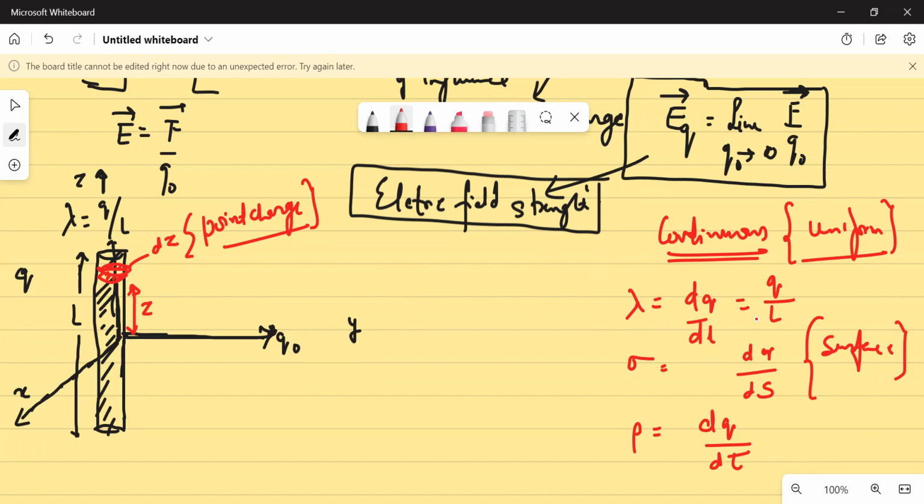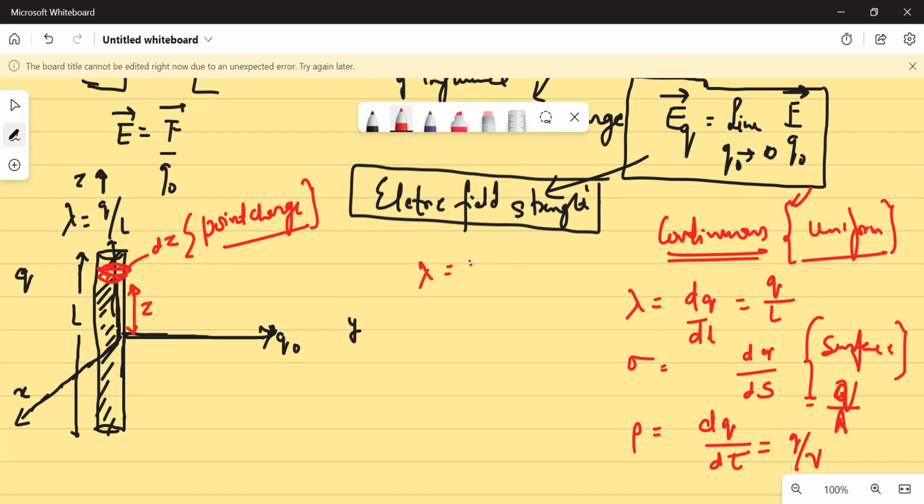What does uniform mean? It means that equal amounts of charge are distributed over equal length elements. So if your length element dl contains dq, then that ratio corresponds to the total charge Q divided by the total length L. Similarly, for surface it is net charge Q divided by total area, and for volume, net charge Q divided by total volume, provided it is uniform.